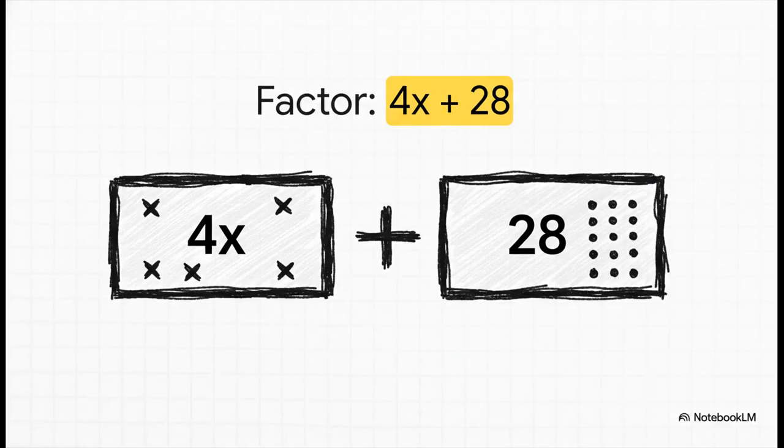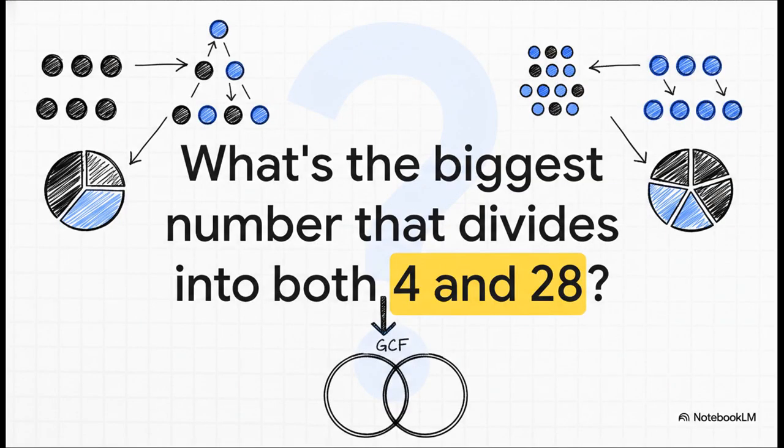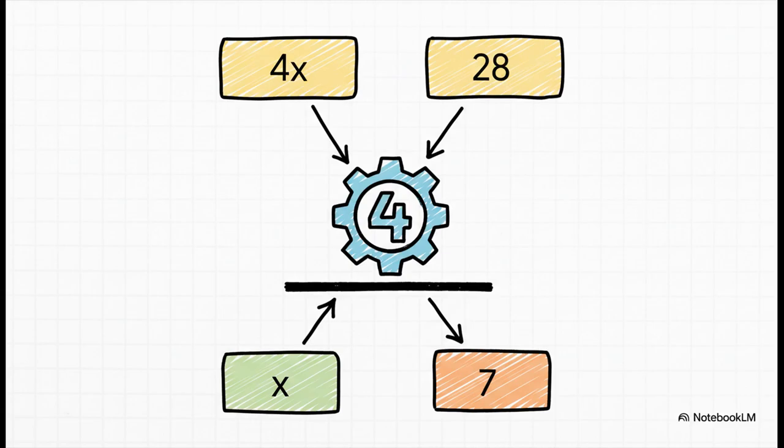Let's kick things off with a nice, straightforward example, 4x plus 28. Our mission here is to pull out the greatest common factor from both of those terms. So the first question you should always ask yourself is this. Just looking at the numbers, what's the absolute biggest number that divides evenly into both 4 and 28? Yep, it's 4. No doubt about it. So 4 is our GCF. Now what do we do with it? Simple. We divide each of the original terms by that GCF. So 4x divided by 4 leaves us with just x. And 28 divided by 4 gives us 7.